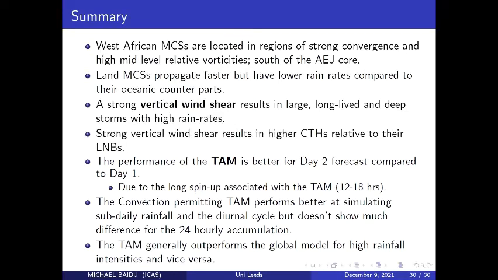The performance of the tropical African model is better for the day 2 forecast compared to day 1 due to the long spin-up associated with the tropical African model. The convection-permitting model performs better at simulating sub-daily rainfall and the diurnal cycle, but doesn't show much difference when you do a 24-hour accumulation. So it's very important that forecasters take note of this too. The tropical African model generally outperforms the global model for high rainfall intensities. And that is the conclusion.